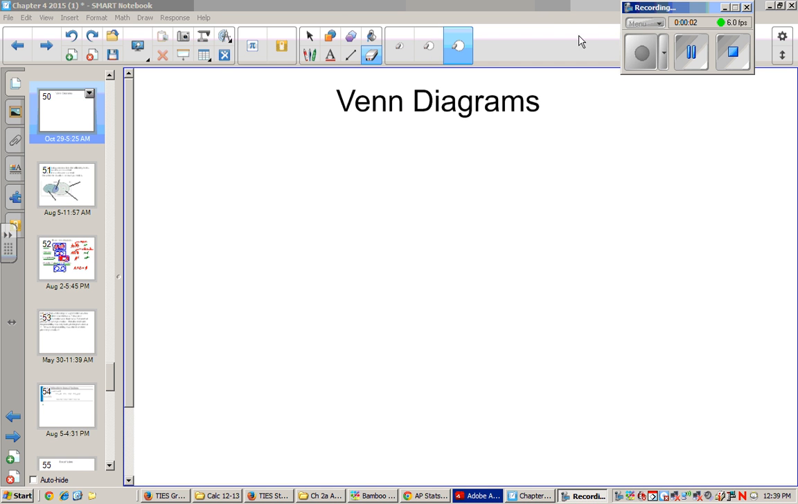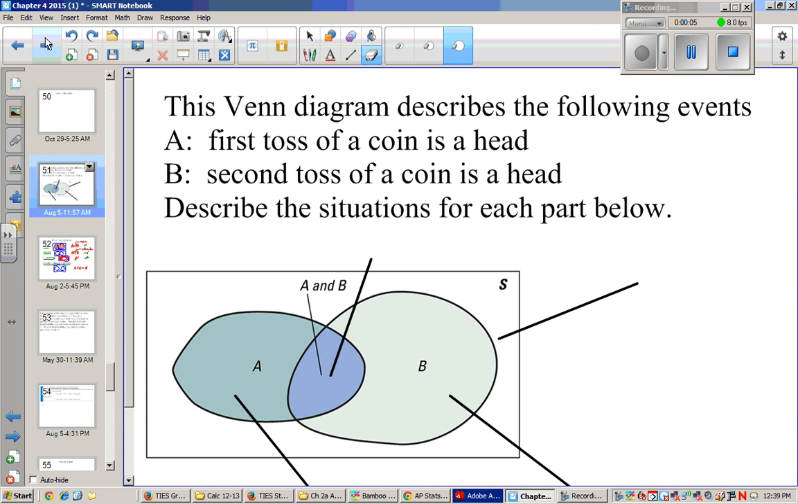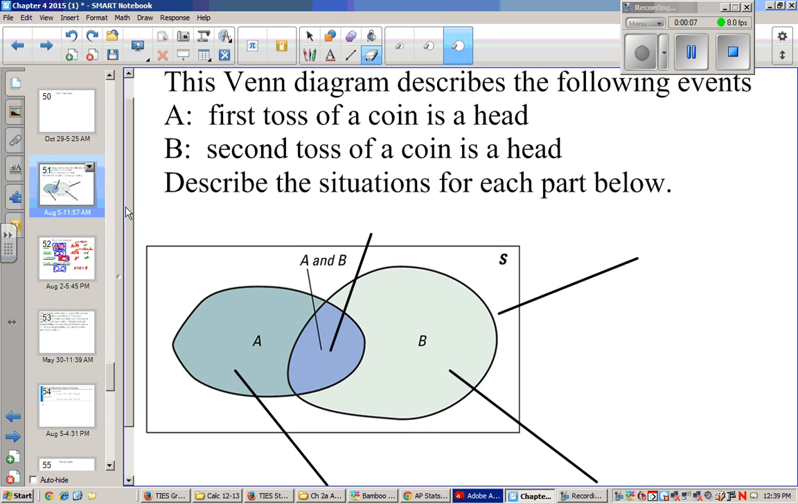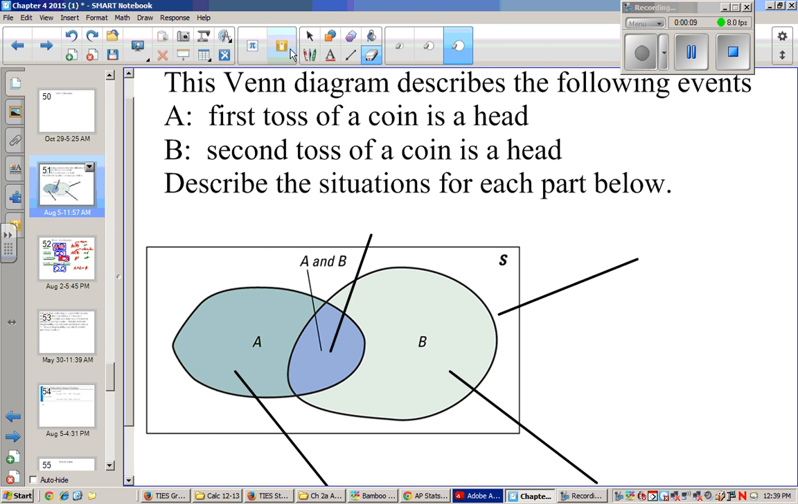Hello, today we're going to be looking at Venn diagrams. Now a Venn diagram looks like this below. I think you've probably seen a Venn diagram before. Now if we have two events, A, the first coin toss is heads, B, the second coin toss is heads, we want to see what each of these things represents.